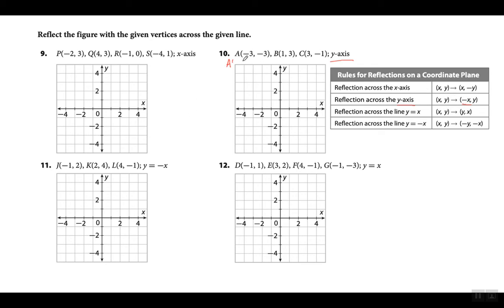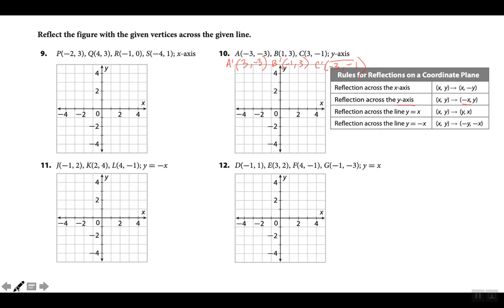Okay, so for A prime, the new coordinates are going to be positive 3, negative 3. For B prime, the new coordinates are going to be negative 1, positive 3. And for C prime, it's going to be negative 3, negative 1.